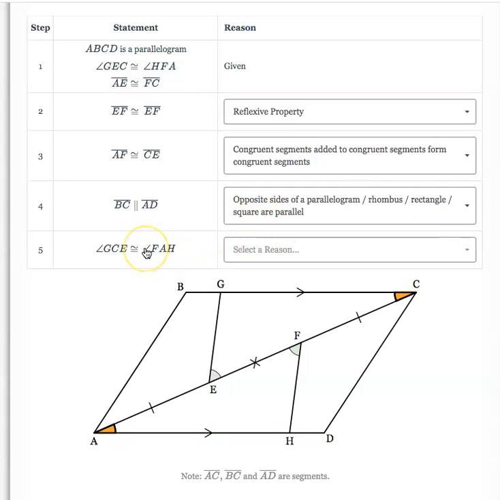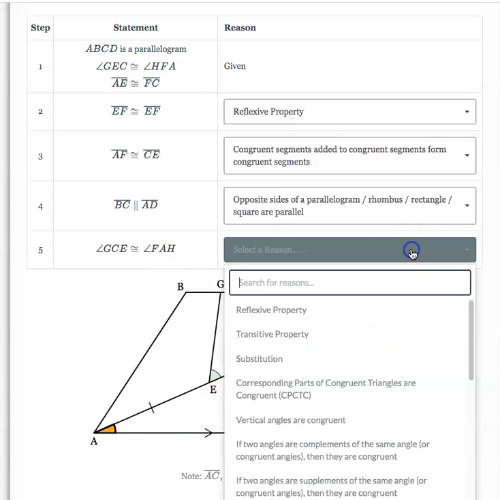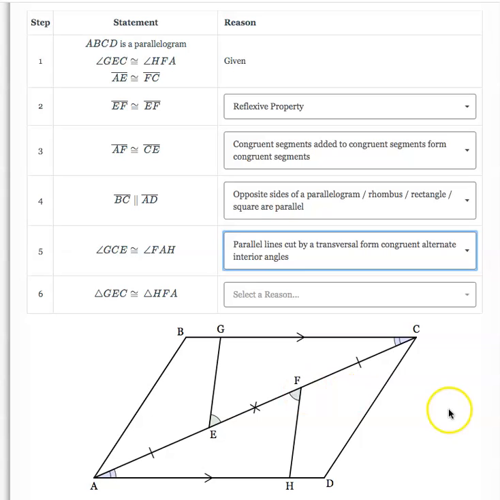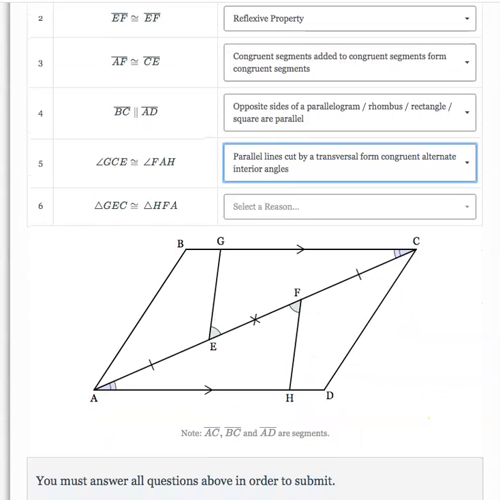Next, let's look at these two angles here. Remember, we just said two lines are parallel. Now we're looking at two angles congruent. That should key us off for those two parallel lines cut by a transversal. And if you look closely at these, both of those angles are interior and they're on alternate sides of our transversal. So let's look for that statement in here. Parallel lines cut by a transversal form congruent alternate interior angles. Select that as our reason, and let's proceed to our next statement.